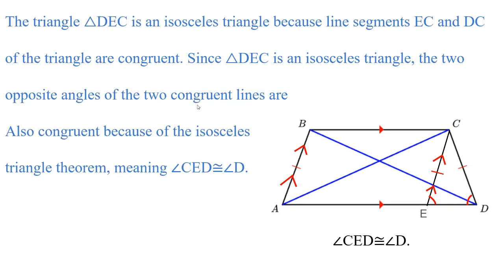And so the triangle DEC is an isosceles triangle because the line segments EC and DC are congruent, as we've said earlier. Since DEC is an isosceles triangle, the two opposite angles of the two congruent lines are also congruent because of the isosceles angles theorem. So angle CED is now congruent to angle D.